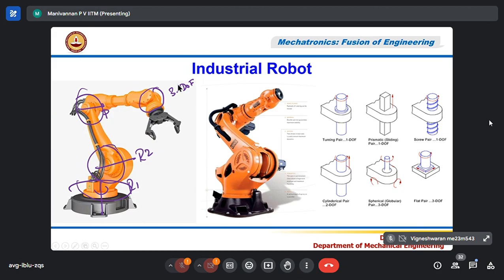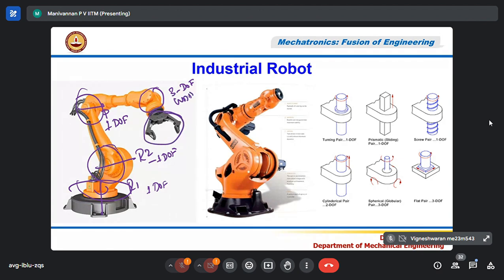It is a ball socket mechanism, similar to that. A single joint giving 3 degrees. So this robot, totally how many degrees? This is 1 degree, the first joint. The second joint provides 1 degree of rotary motion. The third joint gives 1 degree of freedom. The wrist mechanism provides 3-degree freedom to the end effector.